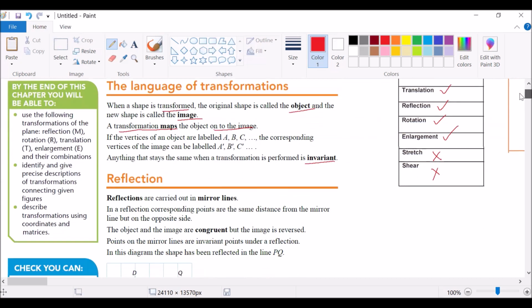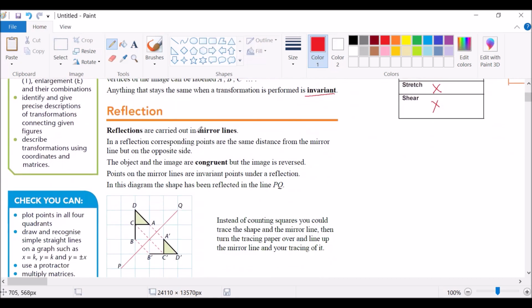Now we look at reflection. Reflections are carried out in a mirror line. So we have to define the mirror line, the equation of a line for reflections. In a reflection, corresponding points are the same distance from the mirror line, but on the opposite sides.